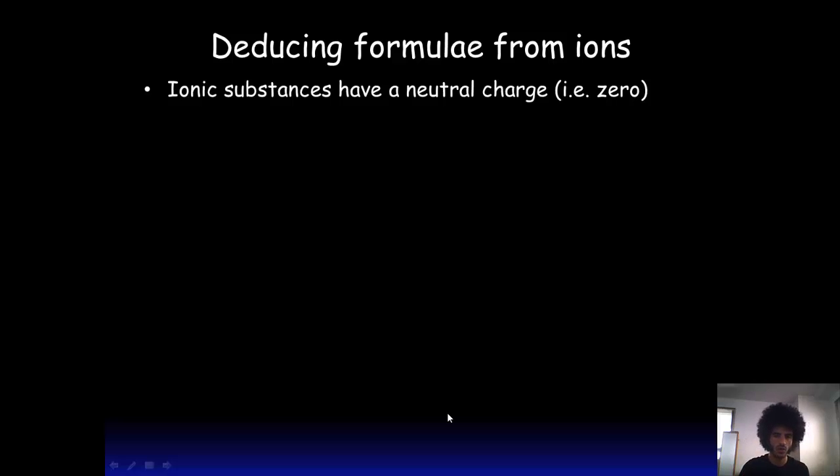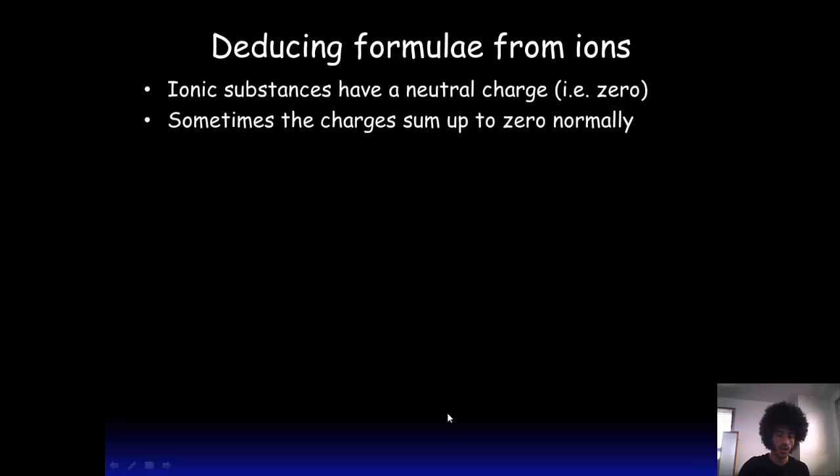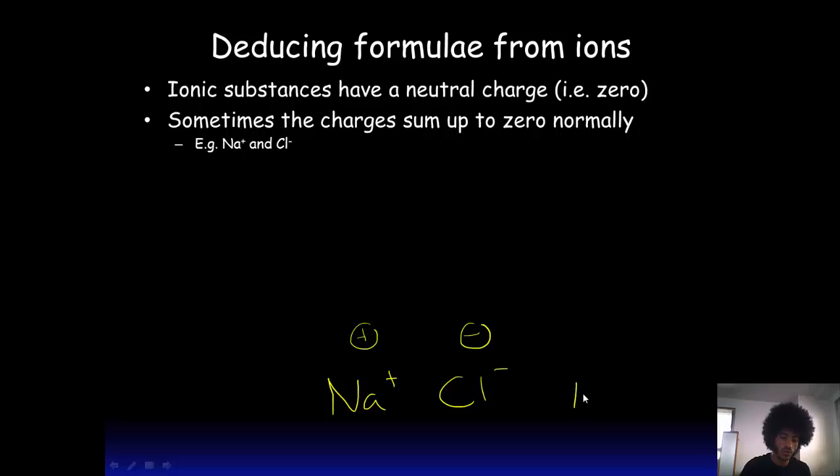And I think when you're starting out doing this, it's quite useful to draw out those positive and negative charges. Now sometimes they add up to 0 normally. So let's have a look at Na and Cl. For example, here's sodium, and it's plus, and it's Cl and minus. Now this only has 1 positive charge. This has 1 negative charge. You can see there's a 1-to-1 ratio. They naturally balance out. So as a result, the formula is NaCl.